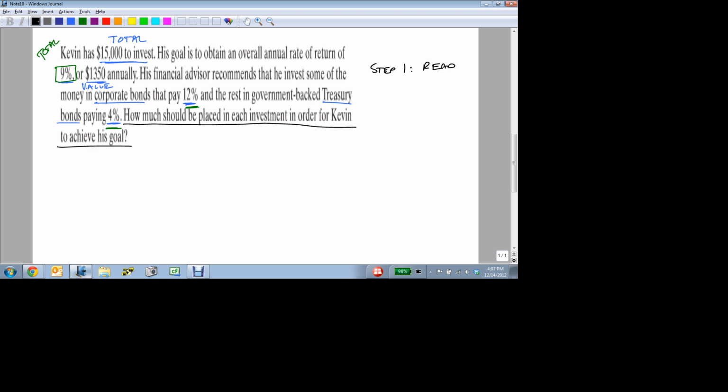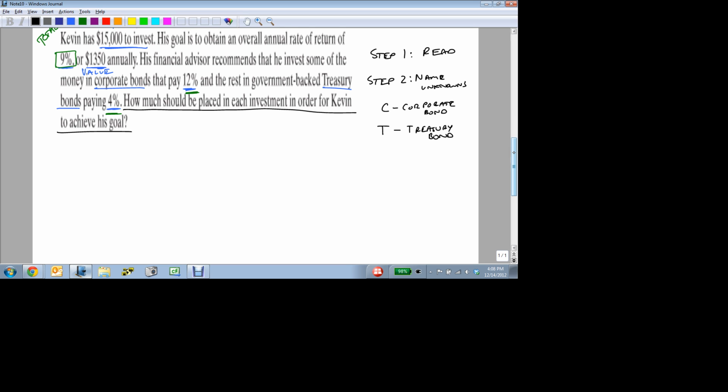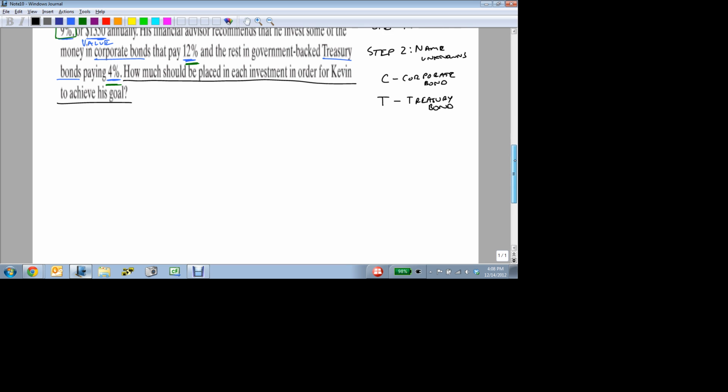So step 2 is to name our unknowns. And we're going to look at our unknowns. I'm going to use C for corporate bond. And I'm going to use T for treasury bond. Make it real easy at the end of the problem to make sure I'm answering both of these correctly. And it's time to create our model now.